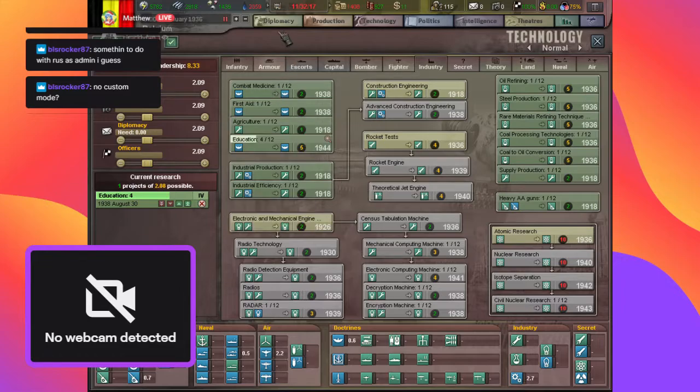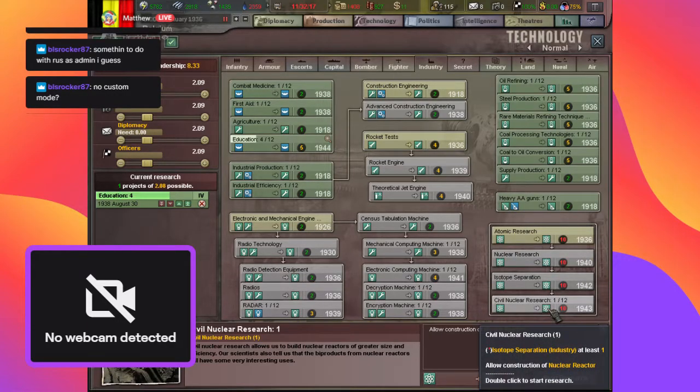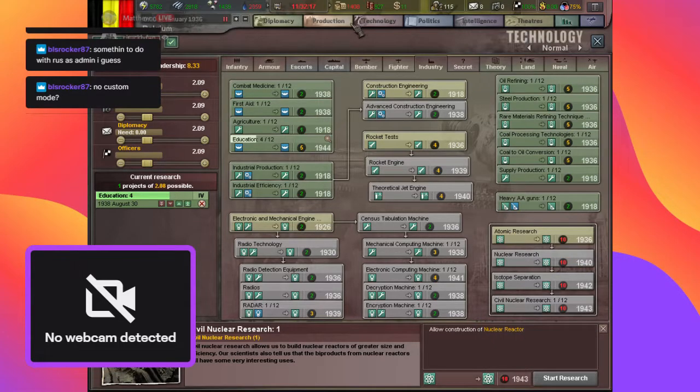You could, of course, go to Notepad and just add a bunch of points. So you could have Belgium have like 100 leadership if you wanted to, and then have everything researched. Well, to an extent, because there's some that you have to do buildings for, and you can't do that in custom mode. You can build units, but not buildings.